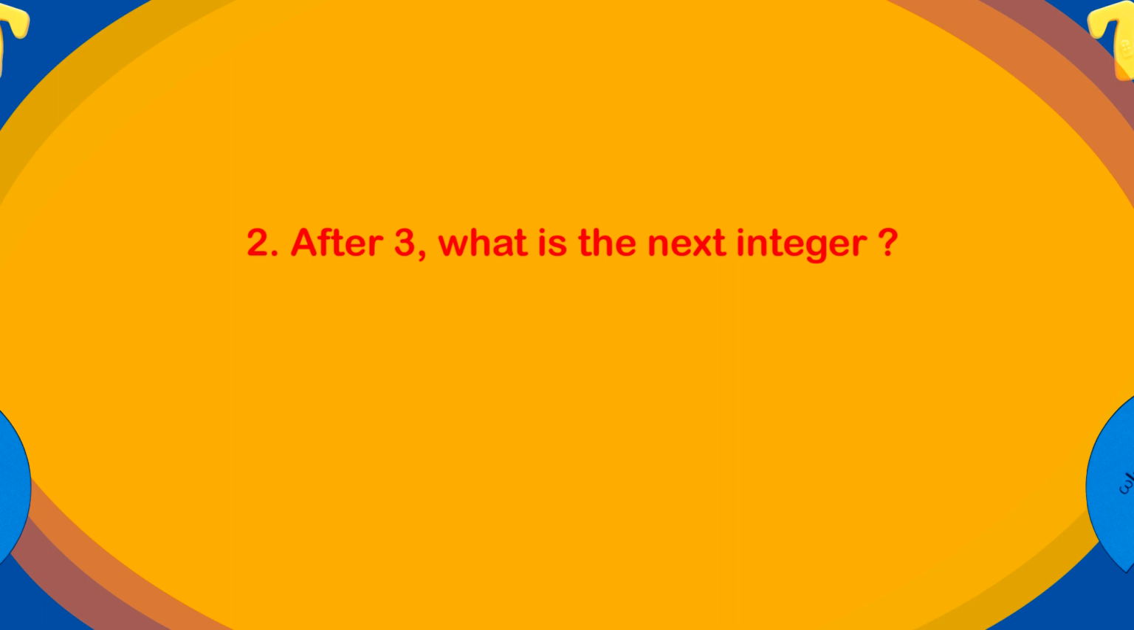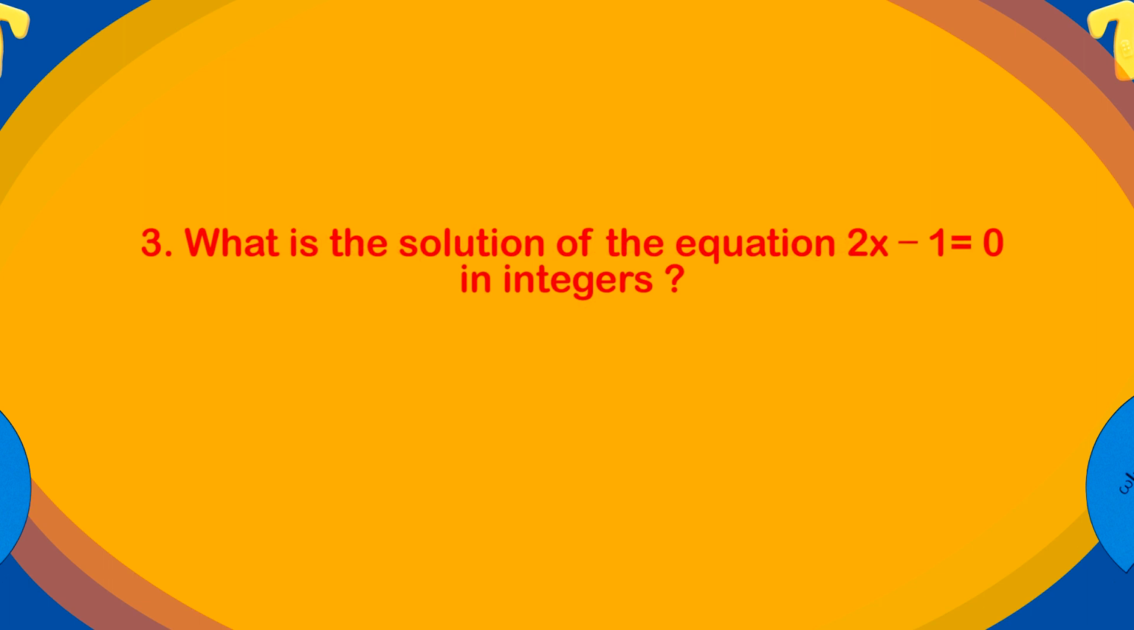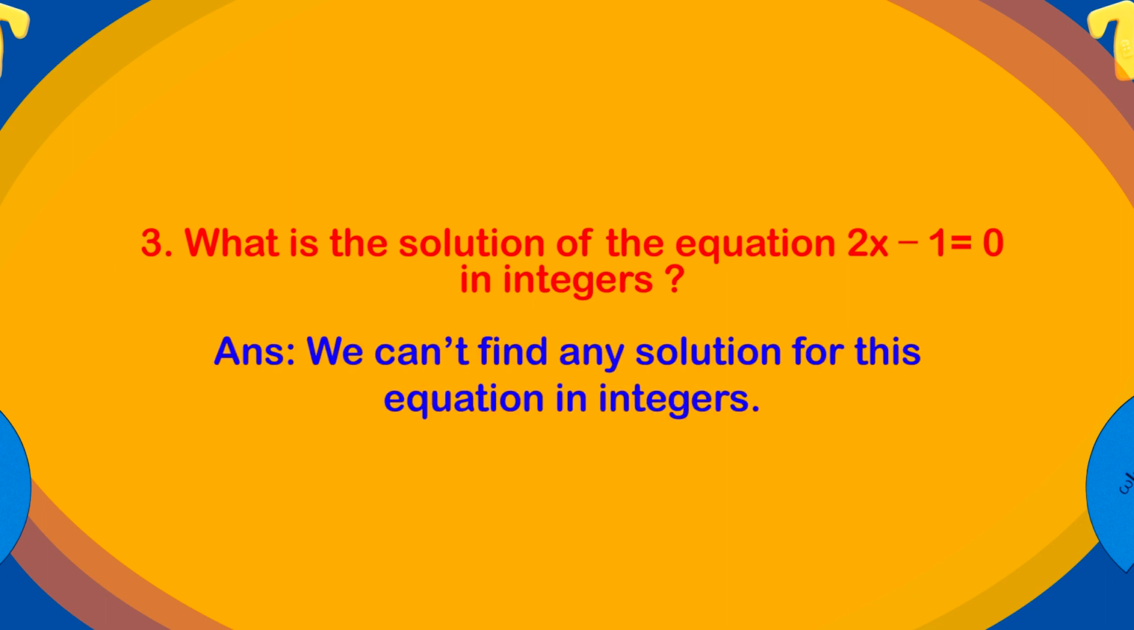Second question, after 3, what is the next integer? Good, it is 4. Third question is, what is the solution of the equation 2x minus 1 is equal to 0 in integers? Yes, we cannot find any solution for this equation in integers, as the solution of this equation is x equal to 1 by 2, which is not an integer.